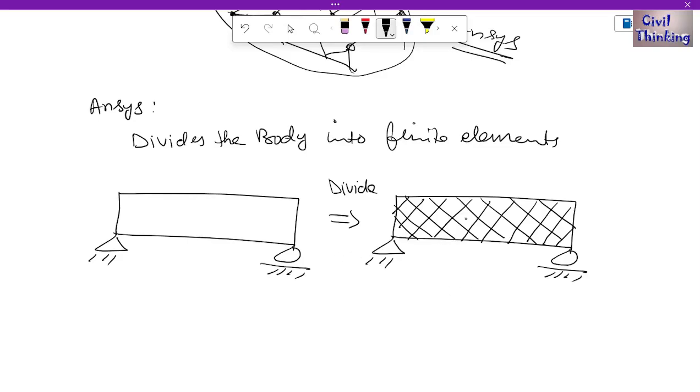Now you can see, we call this meshing. Let me write here, it is called meshing, or I think discretization. Simple word, you can call it meshing. Meshing means divide the body into finite elements. Now this is one finite element, right? This is a plain finite element. This is another finite element, and these are the nodes, right? All of these are nodes.